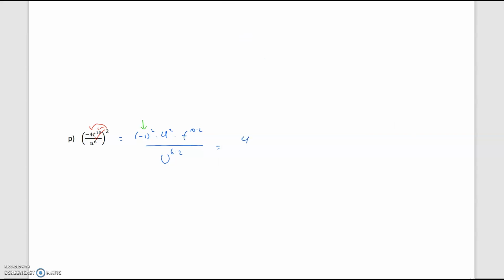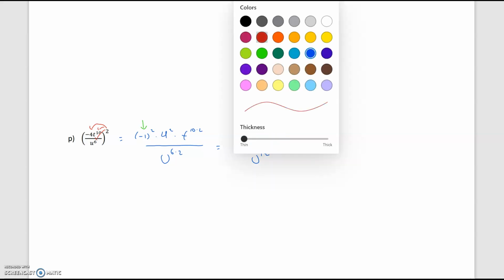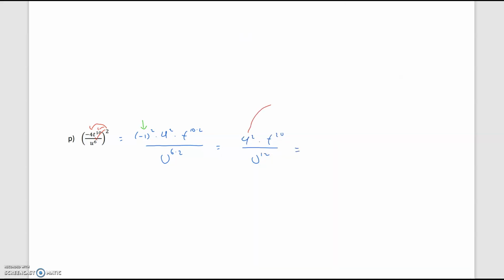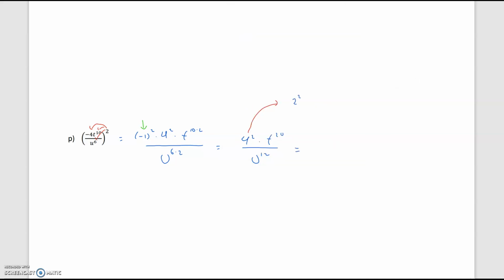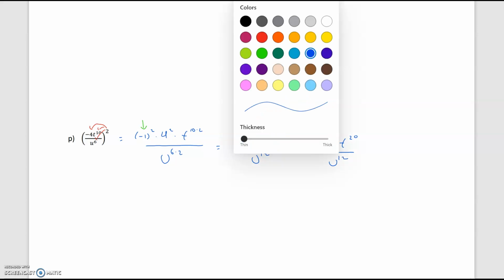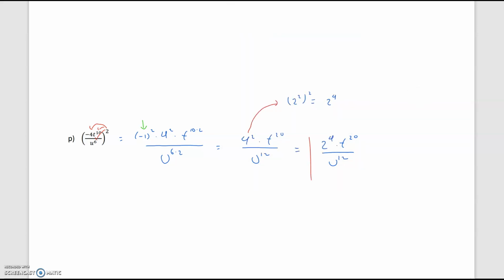So this will be 4 squared times t to the 20th over u to the 12th, or if they want it in prime factor form, I'm just going to rewrite the 4 as 2 to the second, squared, or 2 to the 4th. So in this case, you could express it as 2 to the 4th times t to the 20th over u to the 12th, being one possible answer.